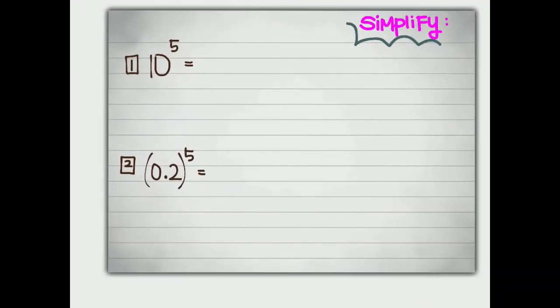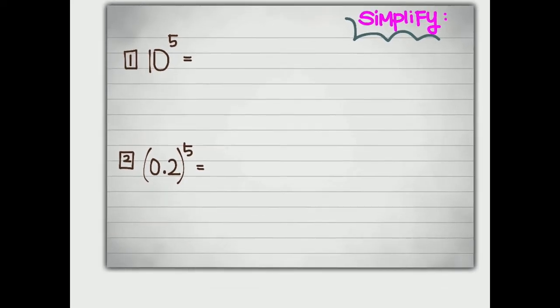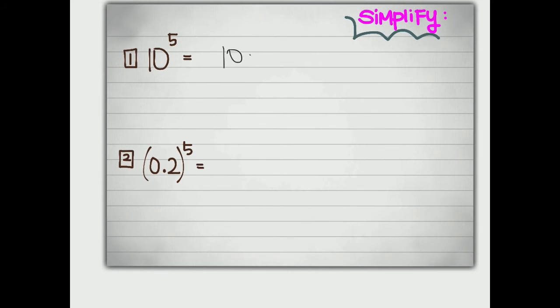In the first example, we have 10 to the 5th. This really means 10 multiplied by itself 5 times. So if you want to simplify this, you would do 10 times 10 times 10 times 10 times 10, and you would get a final answer of 1 followed by 5 zeros, or 100,000. The trick with multiplying using powers of 10 is you can count the number of zeros and then just add them on after you write the 1 down. So that's how I did that problem quickly, if you were wondering.